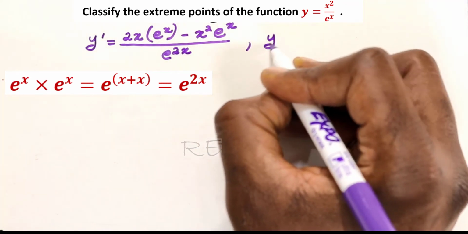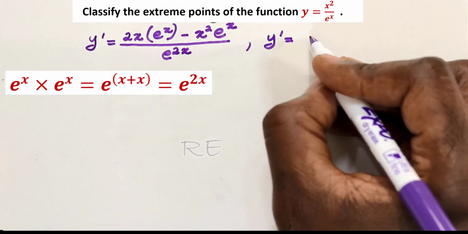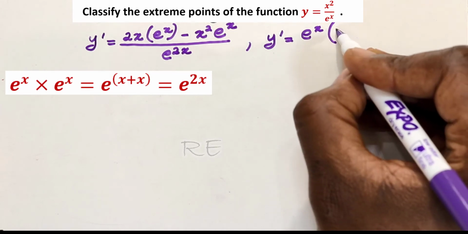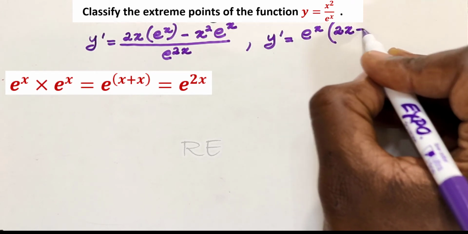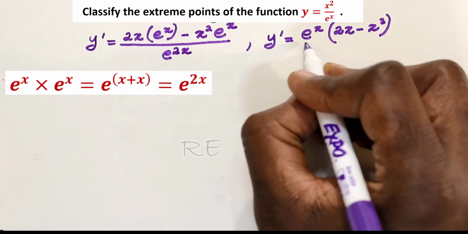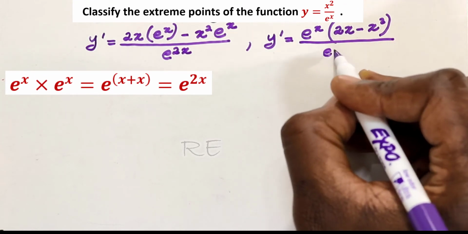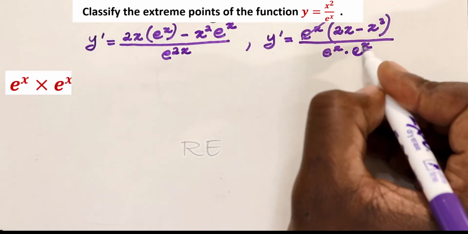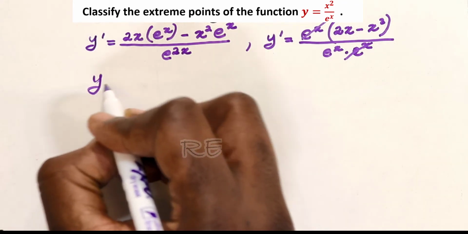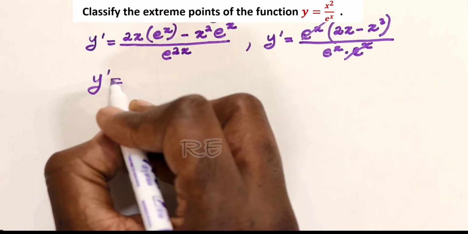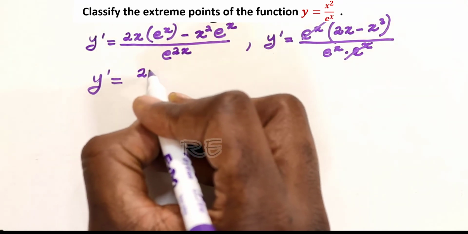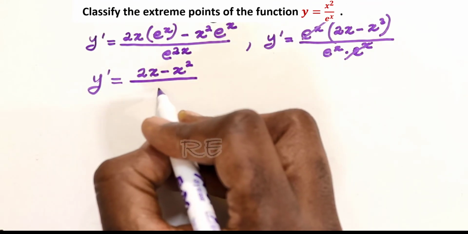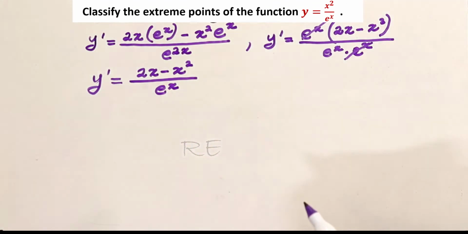We're going to simplify. Y prime is equal to e to the x multiplied by 2x minus x squared, over, and e to the x squared is e to the x times e to the x. Cancel e to the x. So y prime is equal to 2x minus x squared over e to the x.